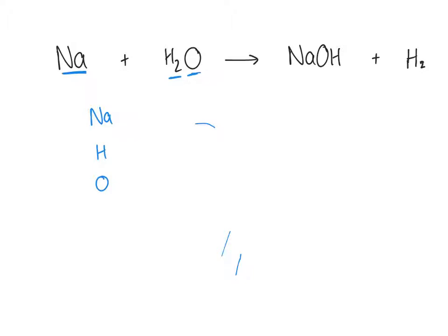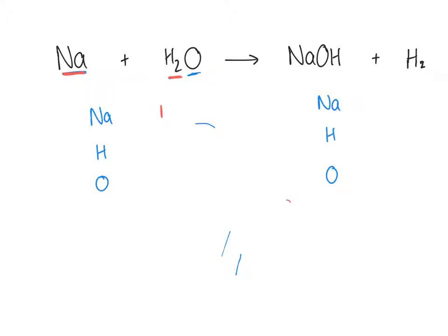The next step is to copy that list on the right hand side of the equation in exactly the same order. So we've got sodium, we've got hydrogen, and we've got oxygen. So you should just have now a list of the elements that you have in your equation. Next step is to count up how many of each type of atom that you have. So on the left hand side, you have one sodium atom.